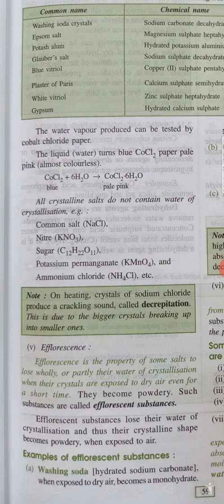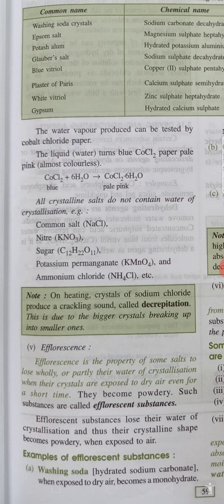Now children, there are a few terms which we are coming up, that is efflorescence. Efflorescence, children, is the property of some salts to lose wholly or partially their water of crystallization when their crystals are exposed to dry air even for a short time. They become powdery. Such substances are called efflorescent substances. And efflorescent substances lose their water of crystallization, and thus their crystalline shape becomes powdery when exposed to air.